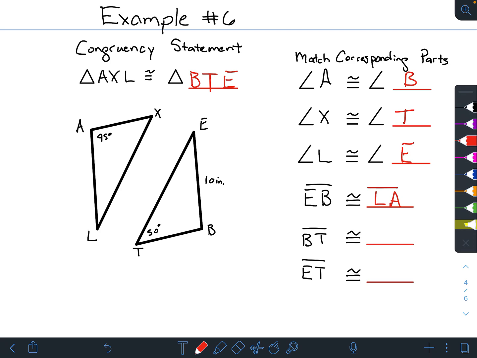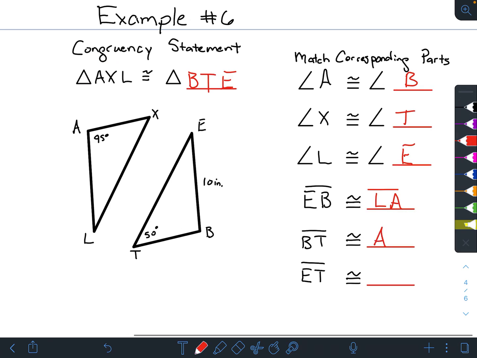BT is the first two letters in the name over here, so it's the first two letters over here that correspond and are congruent. So AX is the segment that is congruent to BT. And the last one, ET, last two letters. Okay, so let's first look at E. E is the last letter, and it corresponds with L. So I'm going to put L first. And then T is the second letter in the name of my segment here.